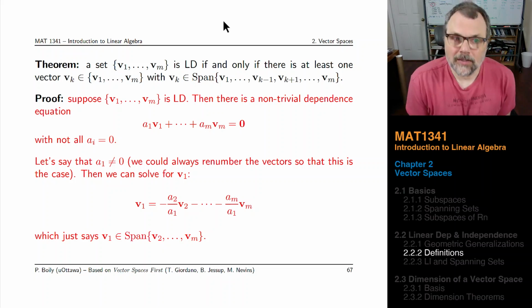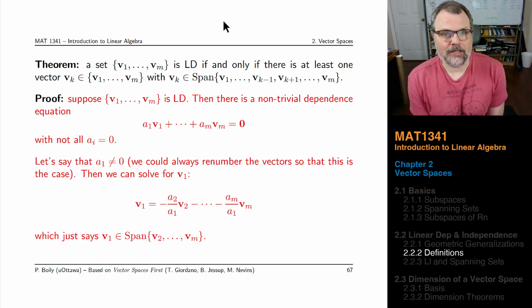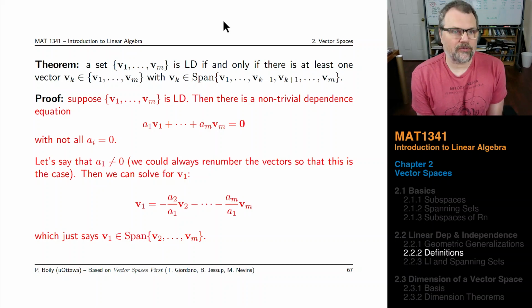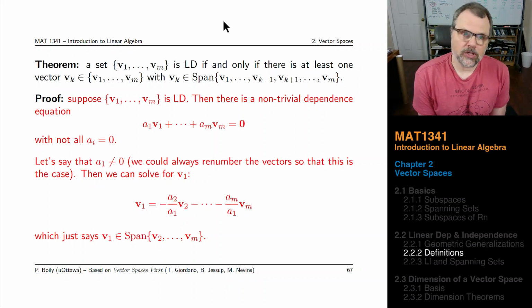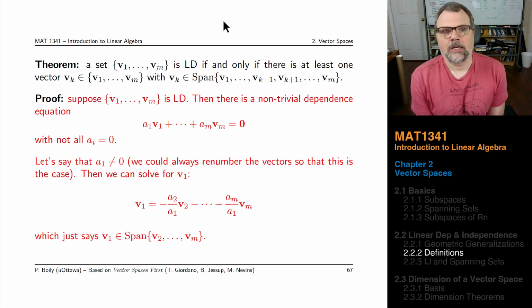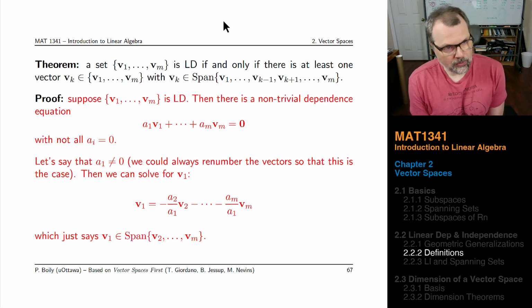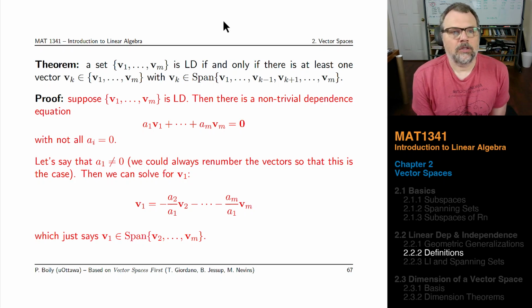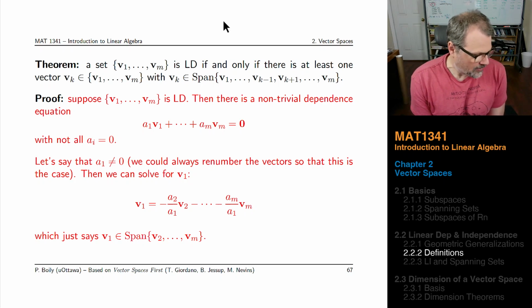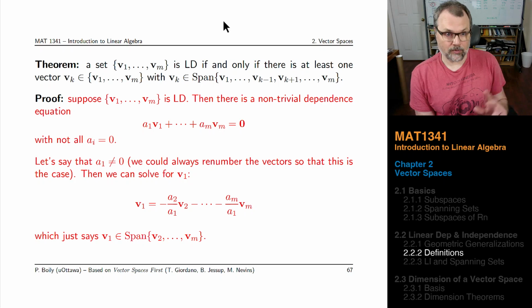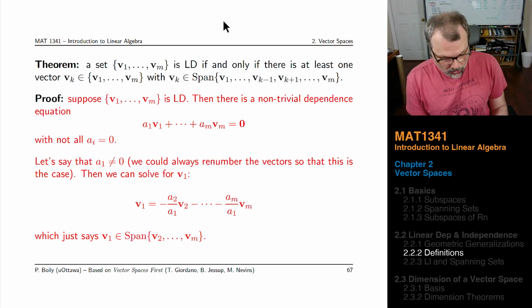A set of m vectors is linearly dependent if and only if you can find at least one vector in the set which you can write as a linear combination of the other vectors. Or in other words, if there's one vector in the set, let's say vk, which is in the span of all of the other vectors. Again, there are 2 statements here to prove, right? You go in one direction.